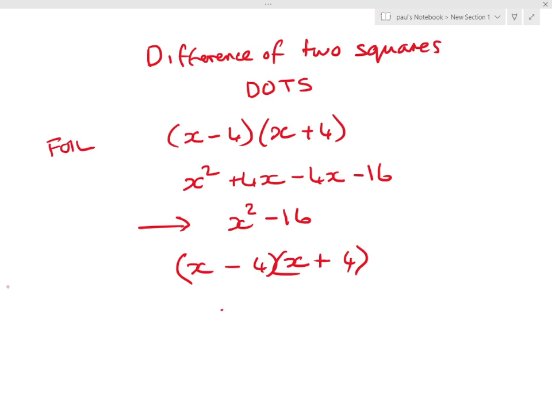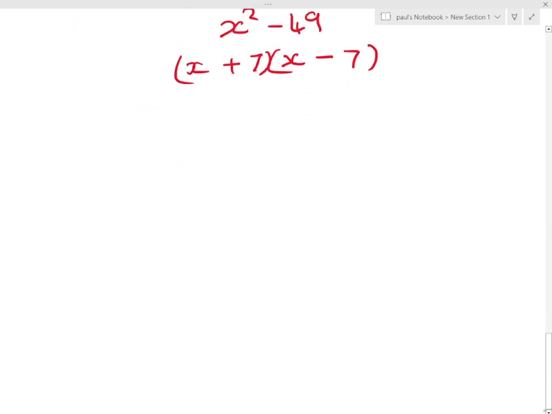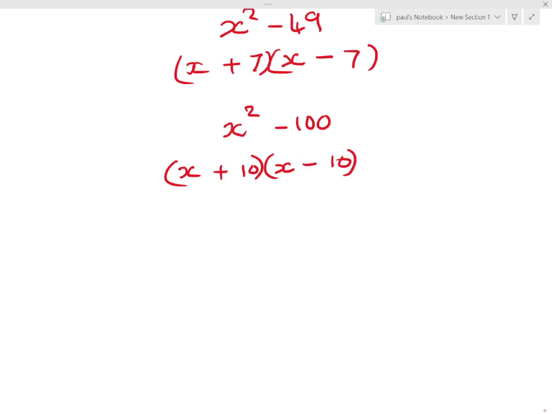So if you have, say, x squared minus 49, yeah, what we do, difference of two squares, we just go square root of x squared is x, and the square root of 49 is 7, and we just go plus minus. Doesn't matter, minus plus, plus minus. That's all there is to that. Just do one, x squared minus 100. So square root of x squared is x, square root of 100 is 10, and we go plus minus.